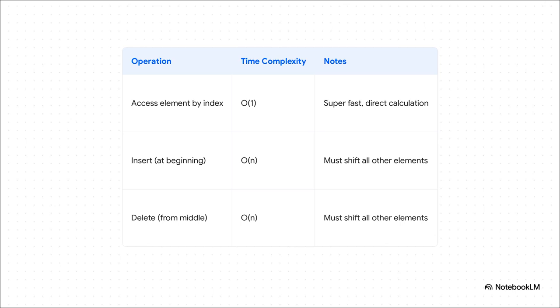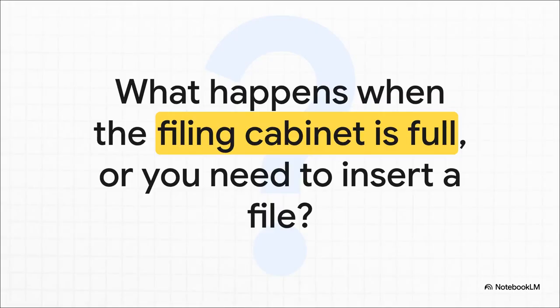And why is that? Well, to add one thing at the beginning, you literally have to shift every single other element down one spot. It's painfully slow. So what do you do when that filing cabinet is full? Or what if you need to stick a new file right in the middle? This is where that rigid structure of a basic array really becomes a problem. And that leads us right to our next tool.